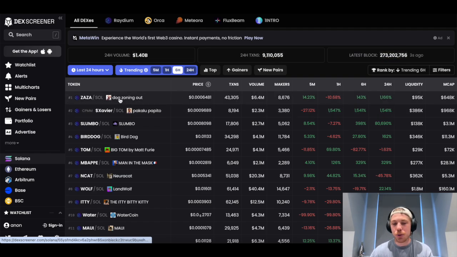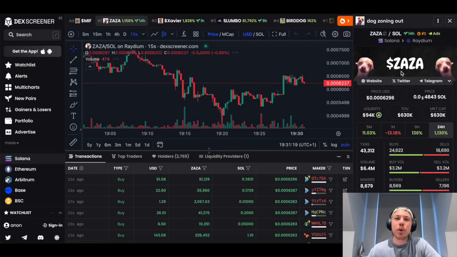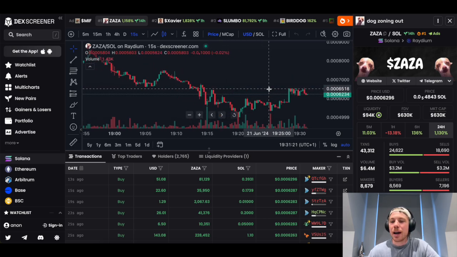So if we come to the top one, let's have a look over on the side. Obviously I haven't seen this meme, and we can dive a little bit deeper to see how it's performing.